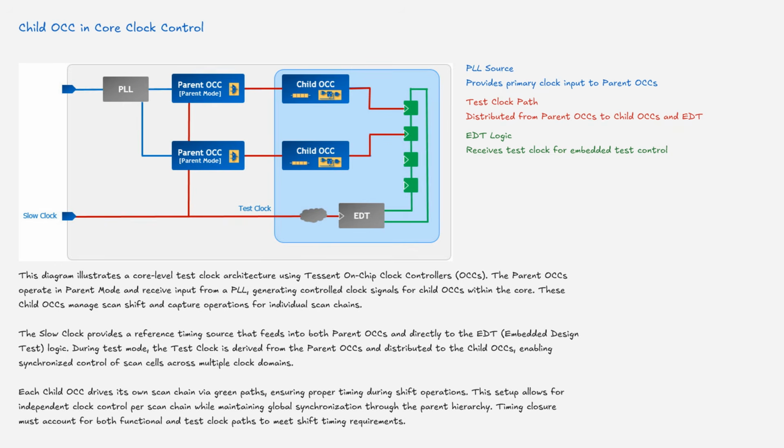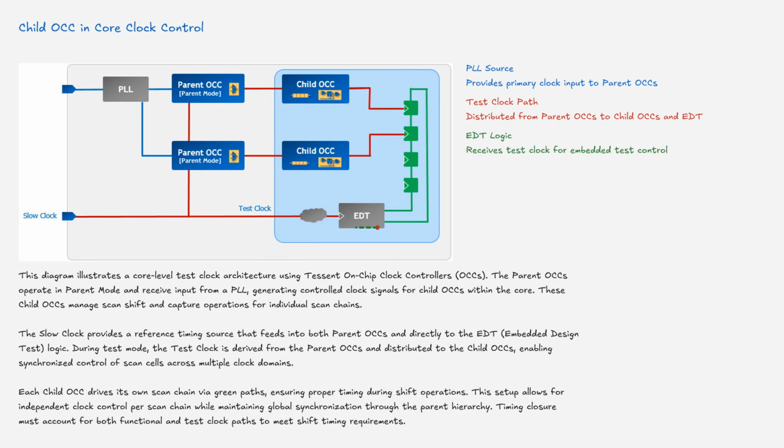The slow clock provides a reference timing source that feeds into both parent OCCs and directly to the EDT, embedded design test, logic. During test mode, the test clock is derived from the parent OCCs and distributed to the child OCCs, enabling synchronized control of scan cells across multiple clock domains.